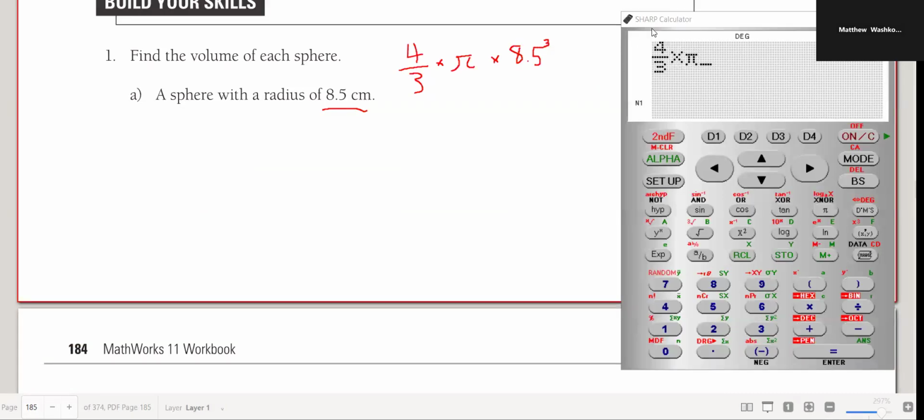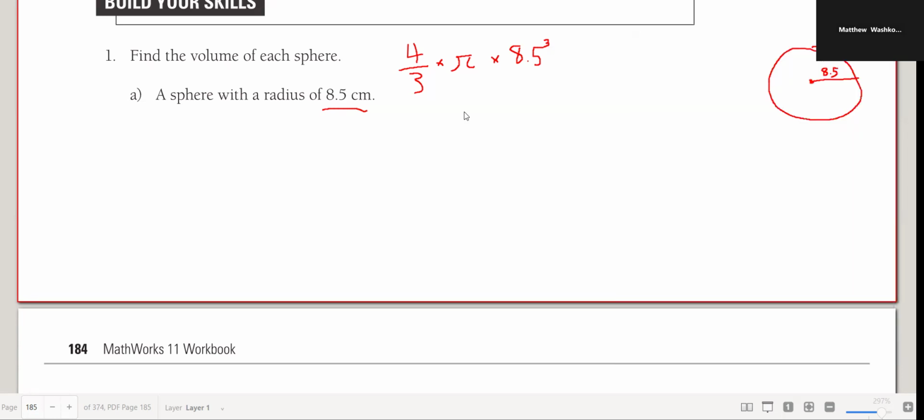So you should have something like this, right? 4 over 3 times pi times 8.5 cubed. Pi times 4 over 3 times 8.5 to the power of 3. There we go. So it is 2,572.4. Point for what? What is it? Centimeters, and it's volume, which means it's cubed.